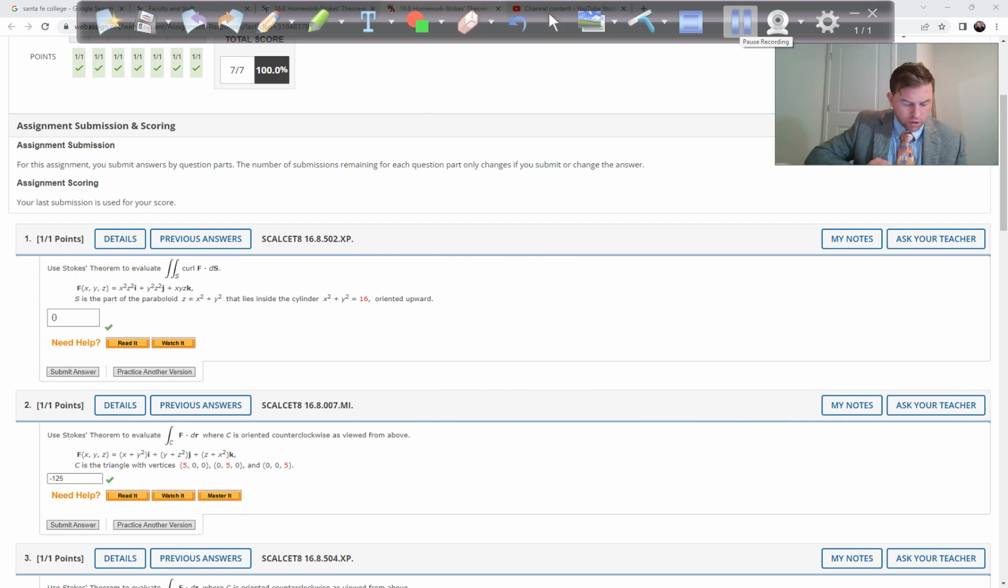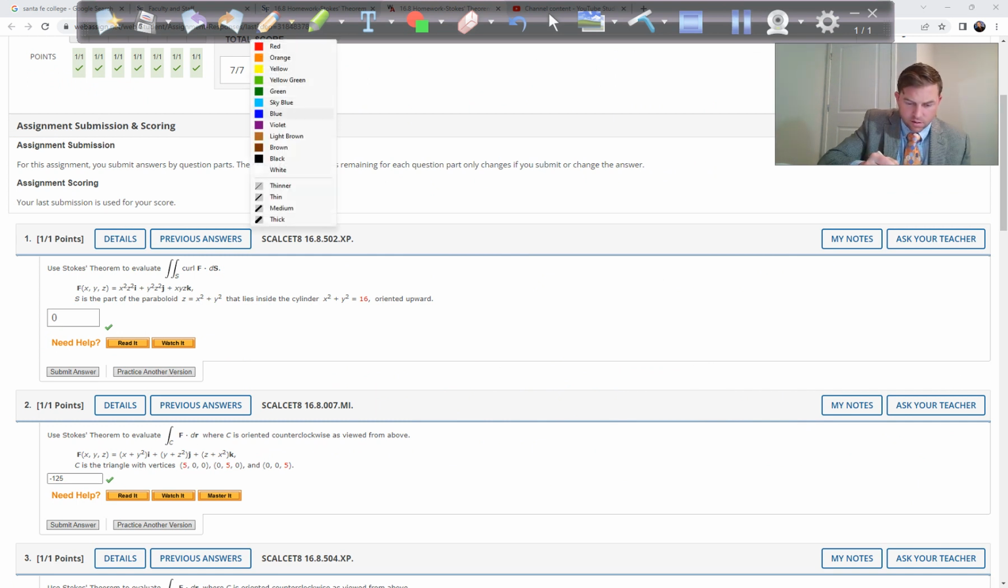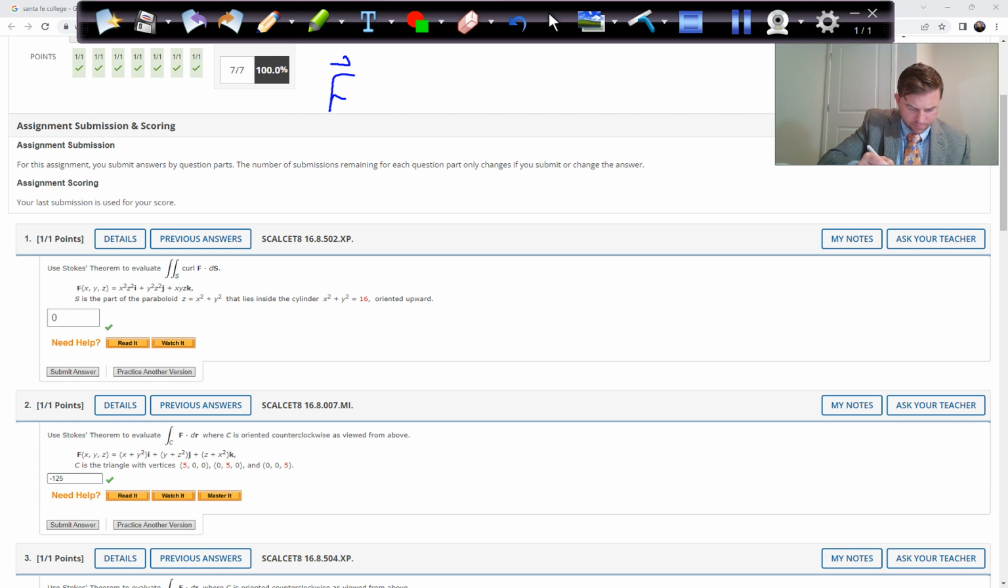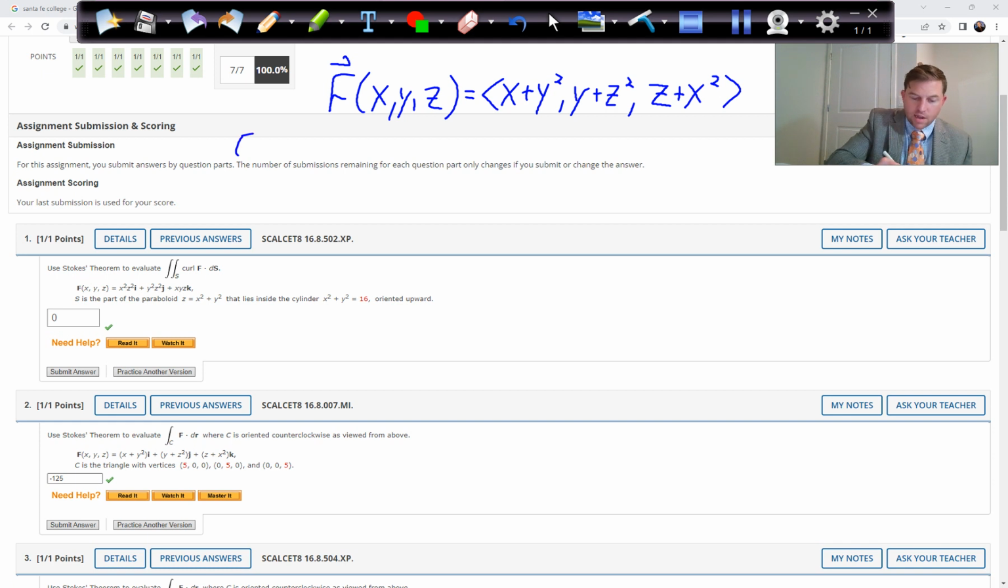Okay, in problem 2, we are going to solve this. So we're going to have the vector field f of x, y, z is equal to x plus y squared, y plus z squared, and z plus x squared. And we have to find the curl of f.